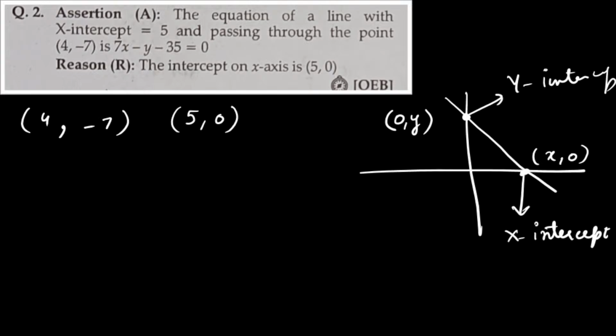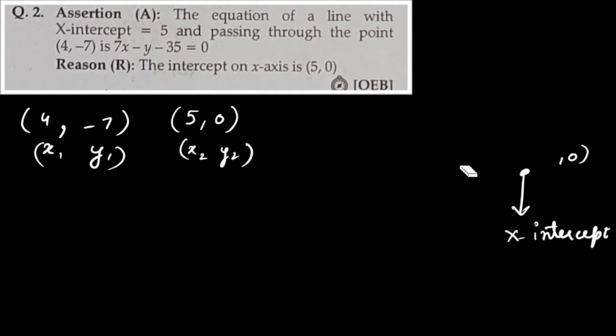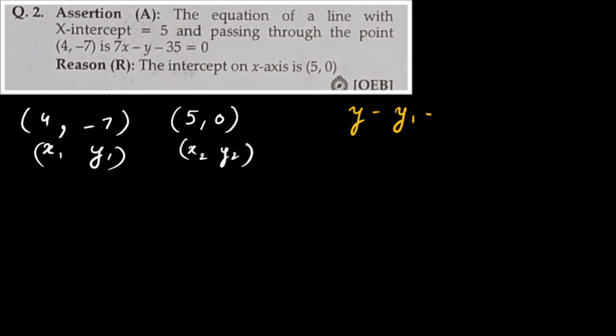Now we have to find the equation. Coordinates are there, so we can use the point form to find the equation. This is x1 y1 and this is x2 y2. Whenever you have coordinates, write both of them as x1 y1 and x2 y2. The point form of the equation is y minus y1 is equals to m into x minus x1. Just now in the previous question also we have used it. First of all, we will find the slope.